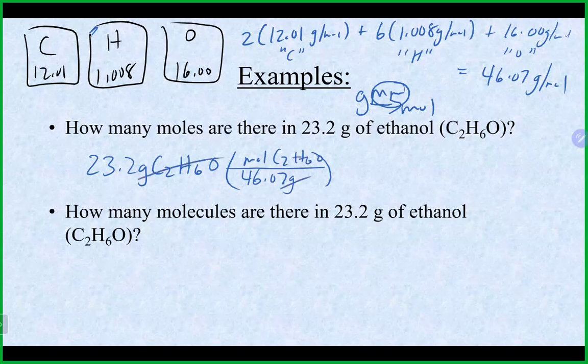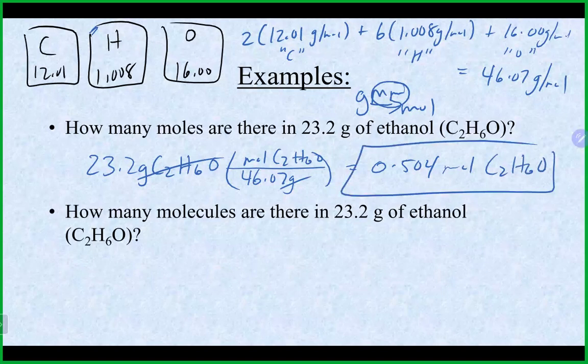Grams are going to cancel, and that's going to get us 23.2 divided by 46.07. We can go with 0.504, it looks like maybe. Any questions on that one there?